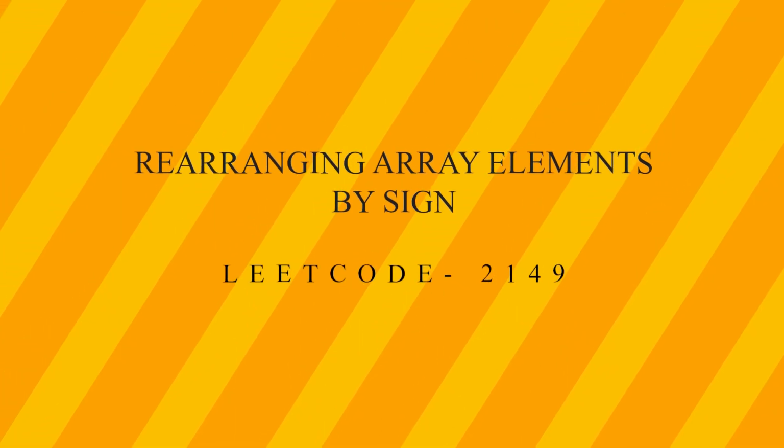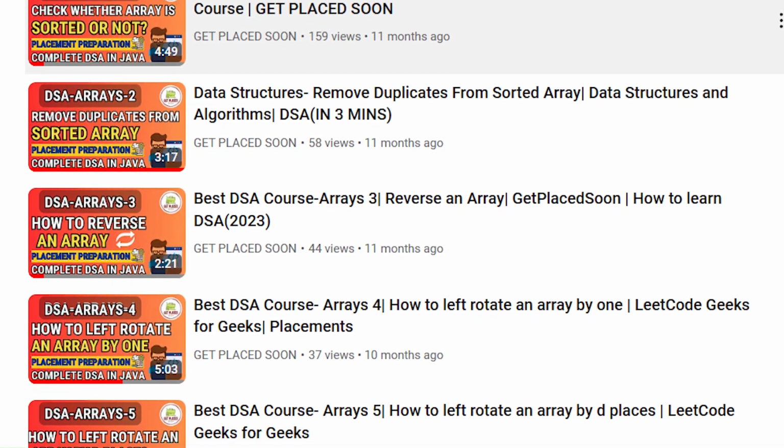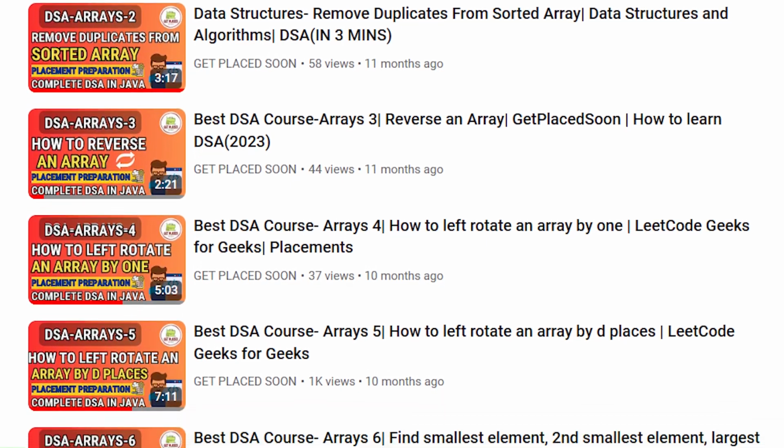In this video, we are going to solve Leetcode problem number 2149, rearranging array elements by sign. This is a medium level Leetcode problem. Also, this is the 12th video in the series of arrays playlist. If you haven't watched my previous videos on arrays playlist, make sure you watch them.